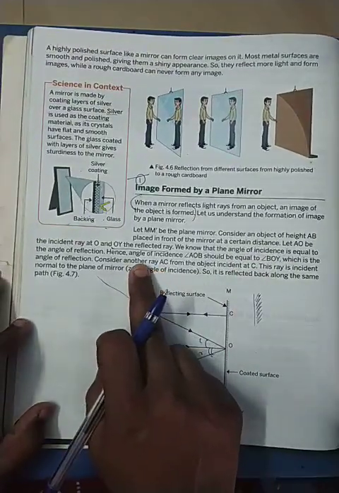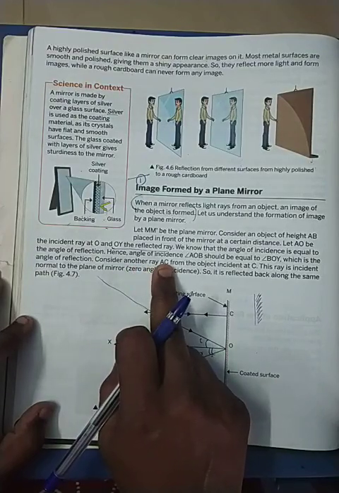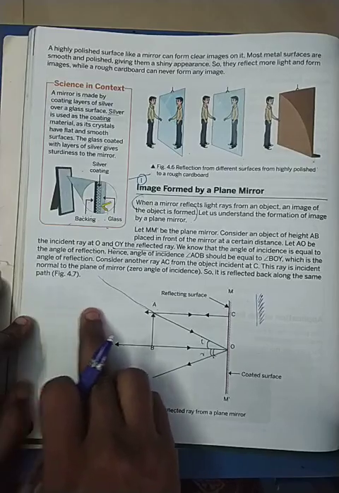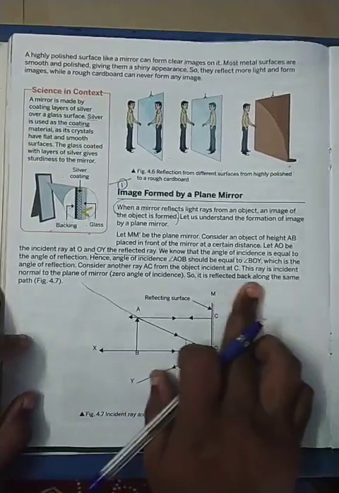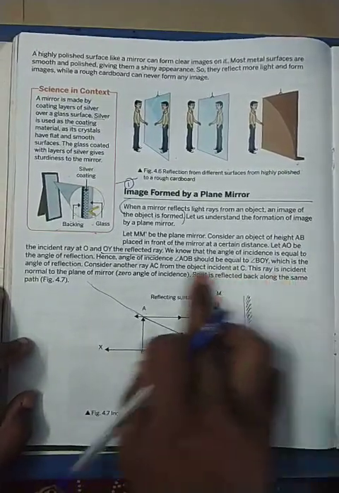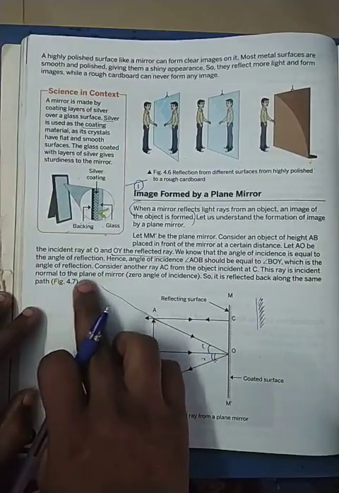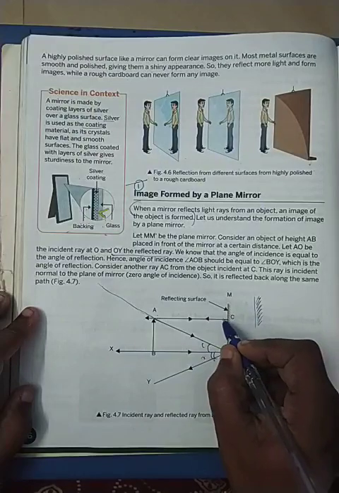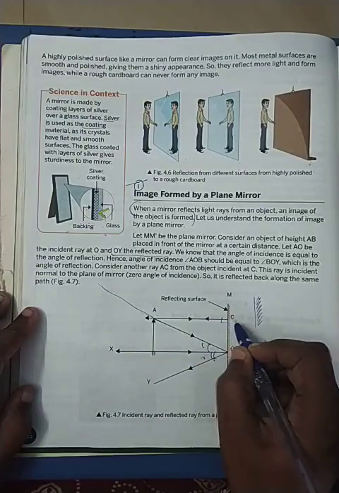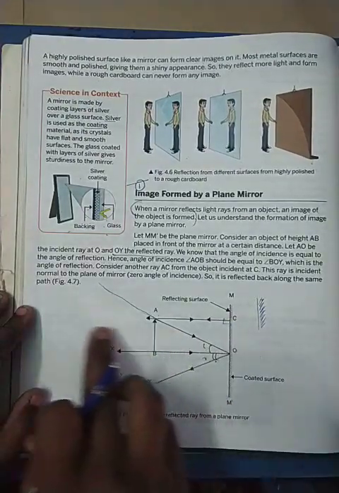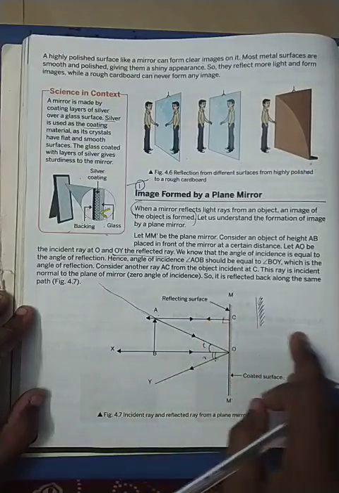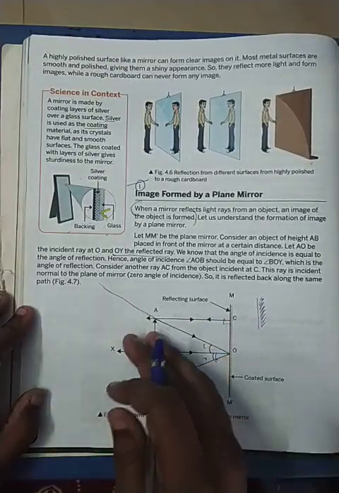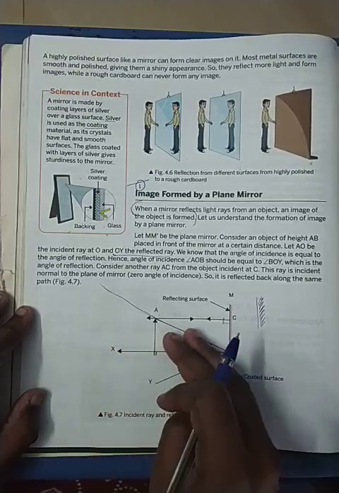Now consider another ray AC. What will happen? This AC is going straight. This ray is incident normal to the plane of the mirror. Normal means it is going in a perpendicular direction, perpendicular meaning 90 degrees. So when it goes straight, the angle of incidence is 0. That means the angle of reflection also should be 0, according to our second law of reflection.